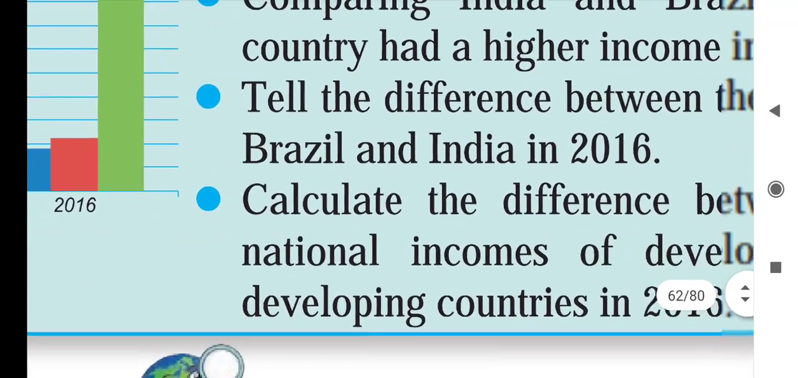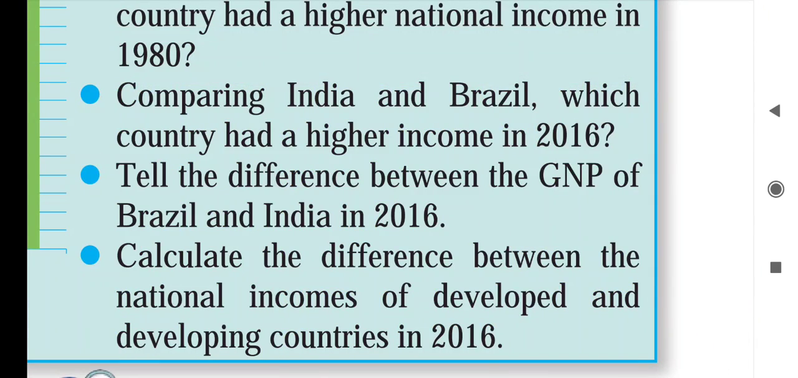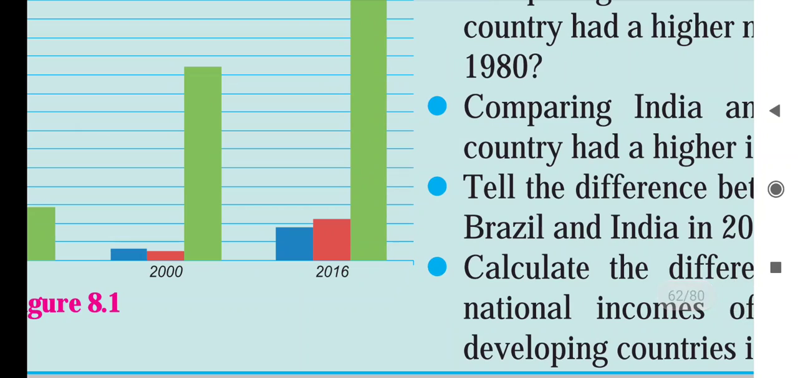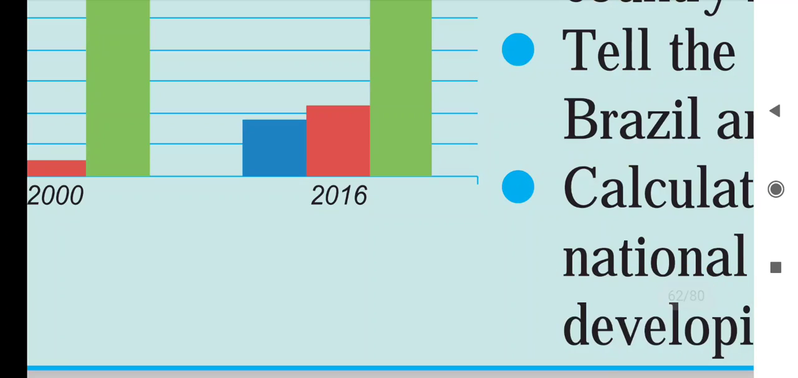Next question: calculate the difference. Tell the difference between GNP of Brazil and India in 2016. So if we have to take out 2016, we have to see which country has the higher income. Here in 2016, it is clearly shown India has higher income, because Brazil's graph is lower and India's graph is higher.